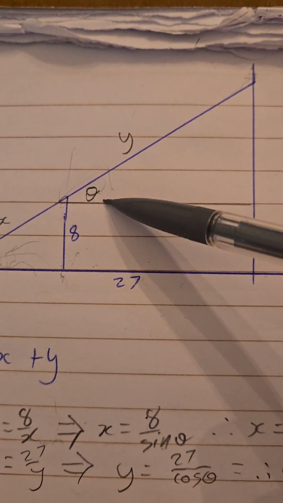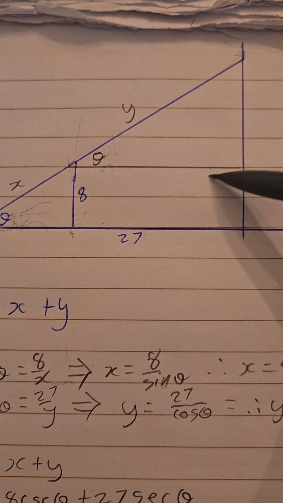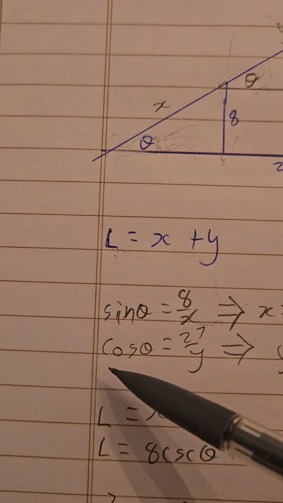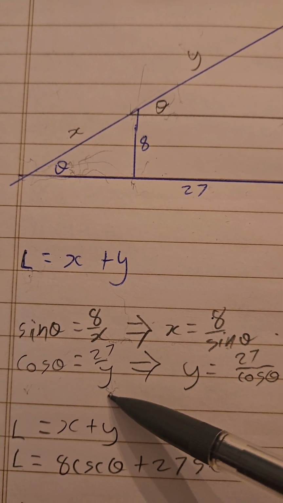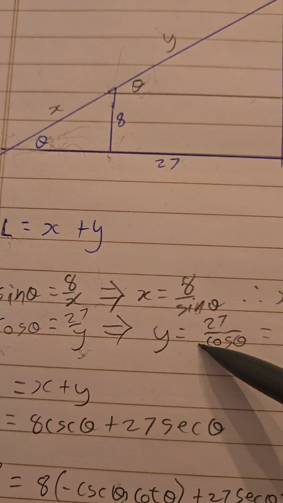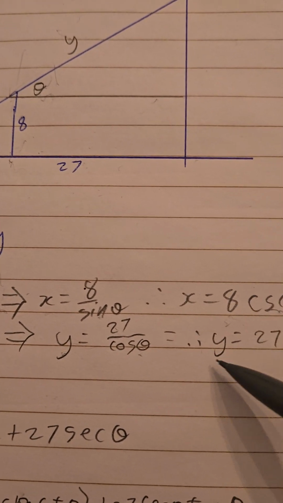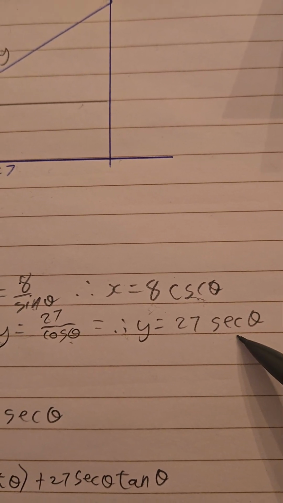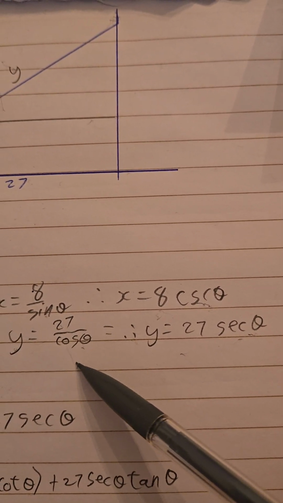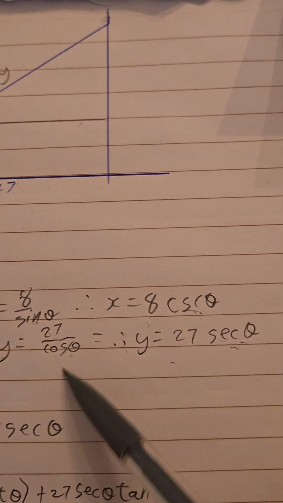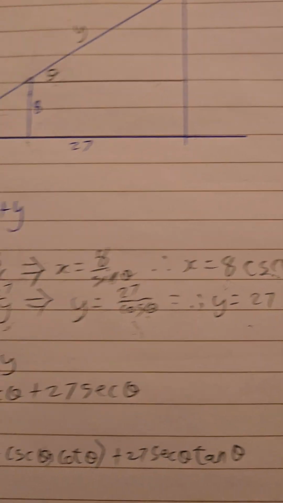And also the cos of theta is 27 over y. You get bonus points if you can read my handwriting. Manipulating the equation, y must equal 27 over cos theta. And therefore y is 27 sec theta, because 1 over cos is the same as saying sec. Cos is adjacent over hypotenuse. Sec is hypotenuse over adjacent.